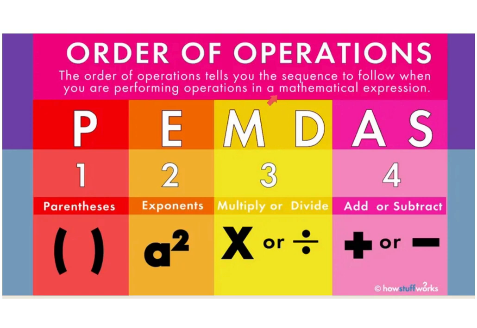Multiplication and division. Even though in this it looks like multiplication is first, they are grouped, meaning you do all of your multiplication and division from left to right, whichever comes first. So you don't go through and do all your multiplication, then do all your division. You do multiplication and division together from left to right, okay?